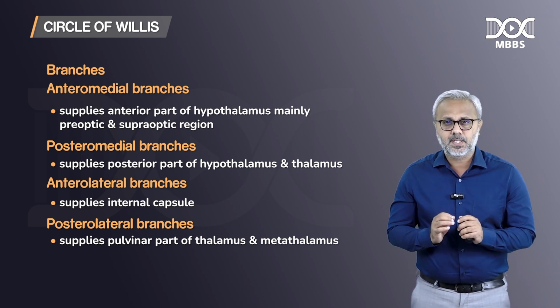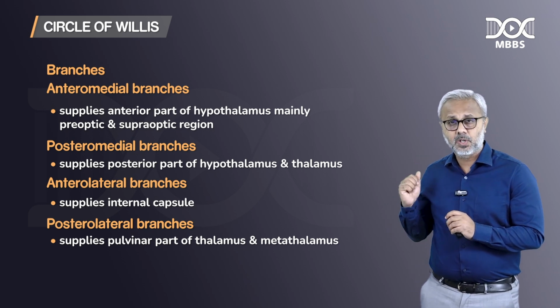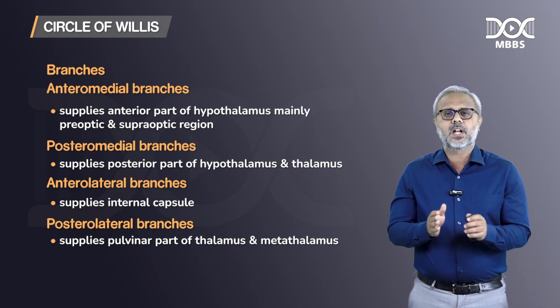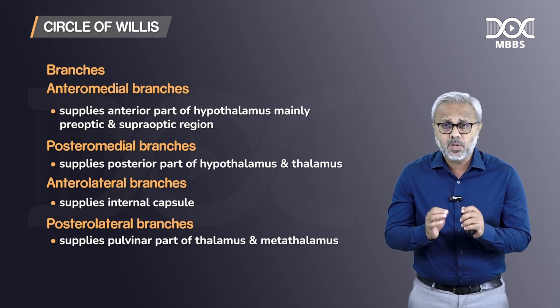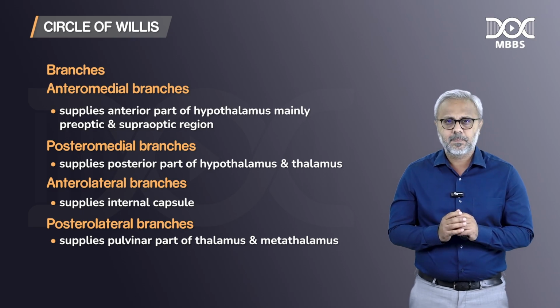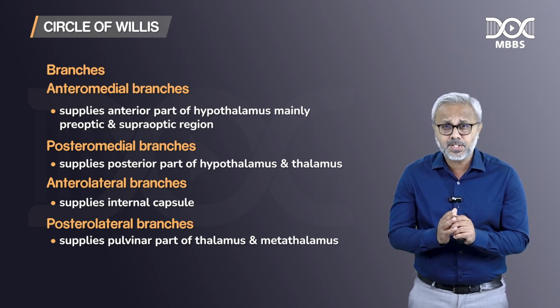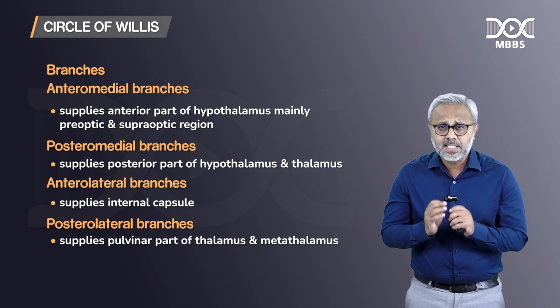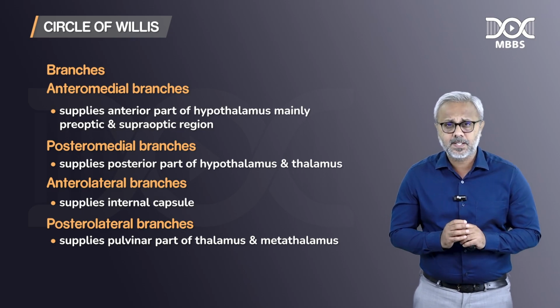So, all the branches that come from the Circle of Willis are central branches because they supply the deeper structures around the diencephalon and also the internal capsule. This is regarding the branches coming from the Circle of Willis. What is the significance of having the Circle of Willis?